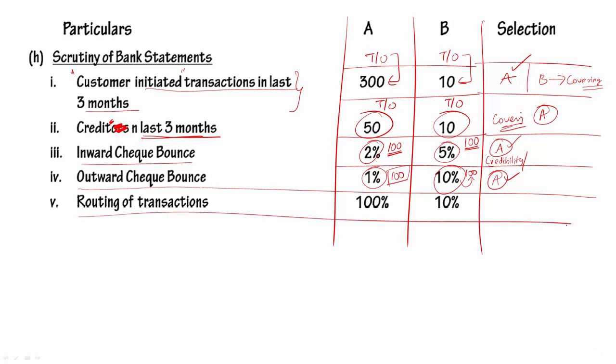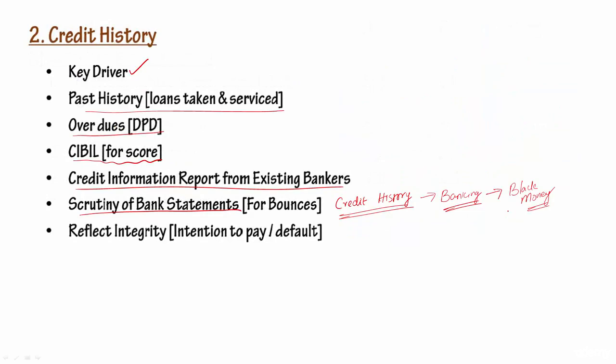Next, critical routing of transactions. Whatever sales are reported by Mr. A, he routes them through the banking channel only, whereas B routes only 10%. It means again the bankers are going to be comfortable only with A and not with B, because A has a lot of financial discipline, B does not have that, and B would be creating a lot of black money. So we came to this point when we summarized credit history, that is, the banker should go through the bank statements basically to check bounces, because that is going to reflect the credibility and integrity. By going through the credit history, a banker will get to know the integrity, I mean, whether the customer has integrity or not, whether he has the intention to pay the loan or not, or whether he will default in future.